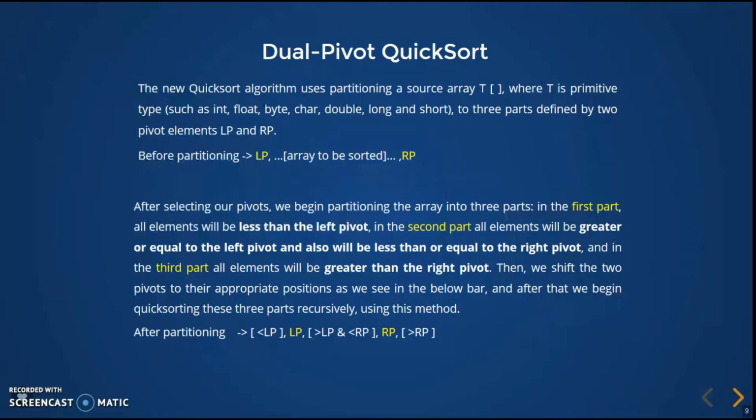After partitioning, our array would look like this: first we get the elements that are less than the left pivot, then the left pivot itself, then the array elements that are greater than the left pivot and less than the right pivot, then the right pivot element, and then the array elements that are greater than the right pivot. So that's how the basic algorithm of dual pivot QuickSort works.